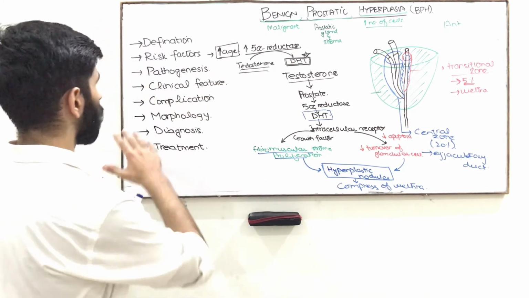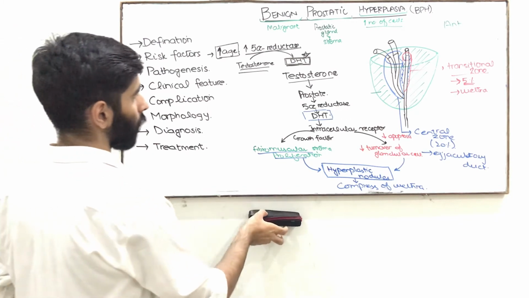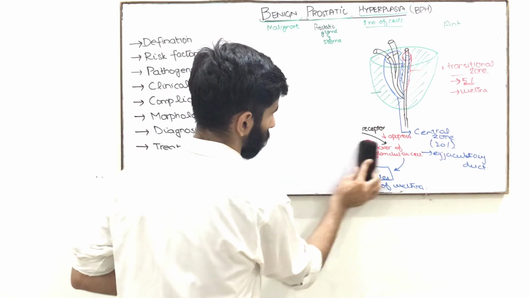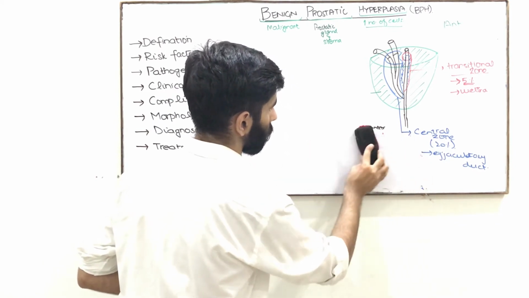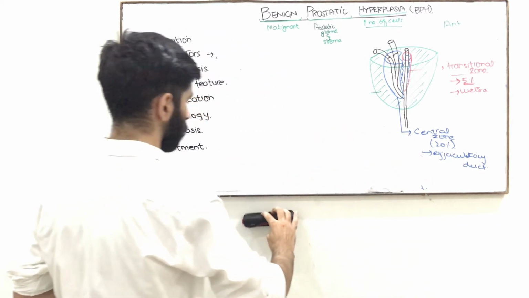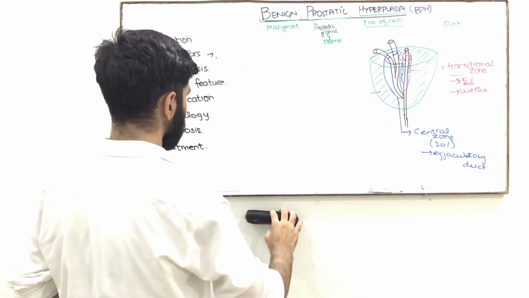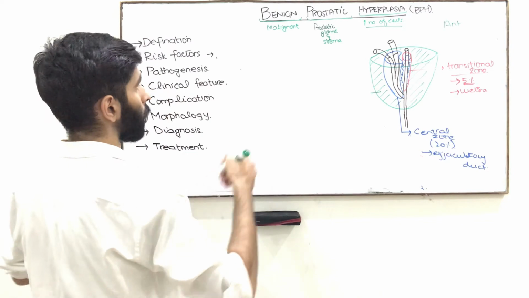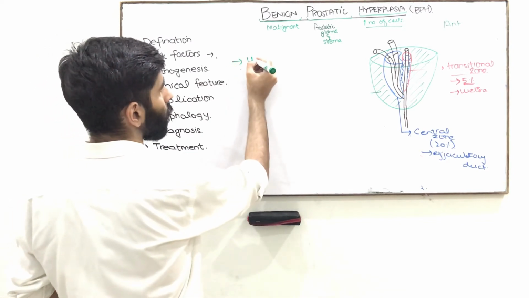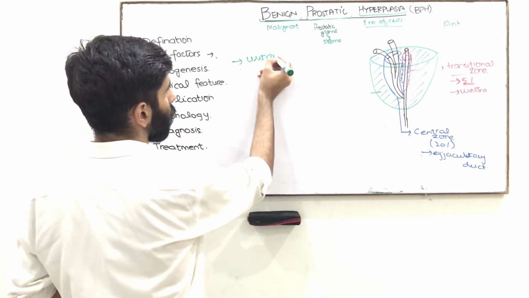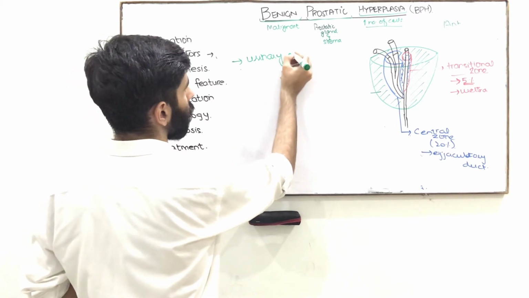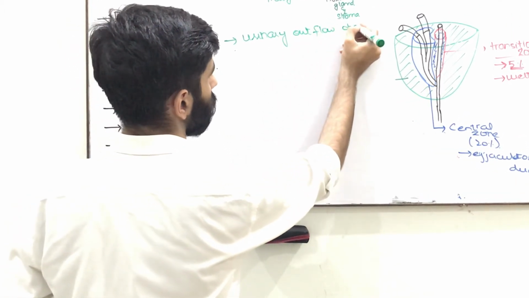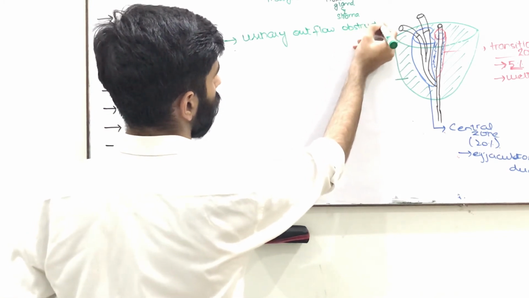Now we will continue with the clinical features associated with BPH. The clinical features mainly depend upon the urinary outflow obstruction, urine outflow obstruction.